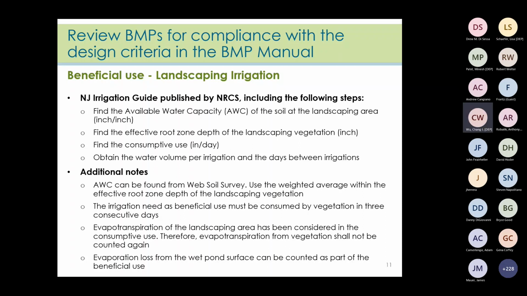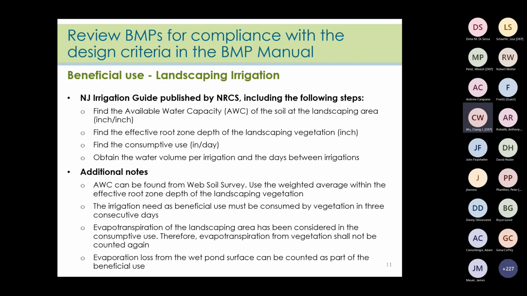Basically, you can estimate the irrigation by the NJ Irrigation Guide published by NRCS, which is one of the methods you can use to estimate the irrigation needs. But you may use other methods to estimate the irrigation needs, but you cannot just randomly put a number, for example, 1.5 inches of runoff every week, without any supporting evidence or any information regarding how you came up with the 1.5 inches per week, right? And the NJ Irrigation Guide has very clear steps and data from NRCS. So it's a good method to have a reasonable estimate of the irrigation needs.